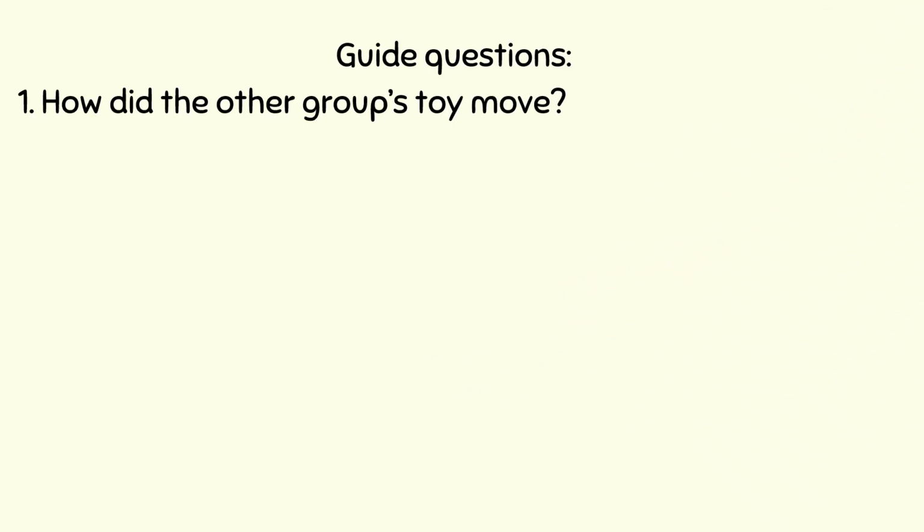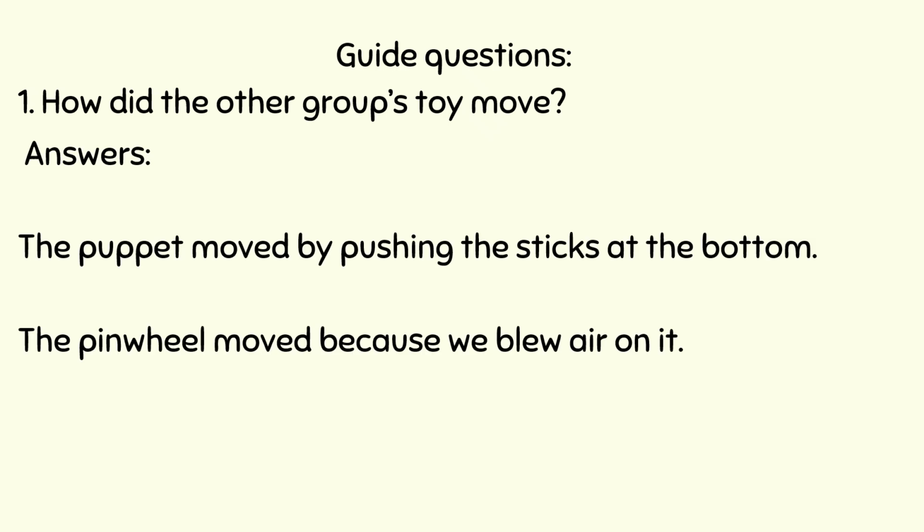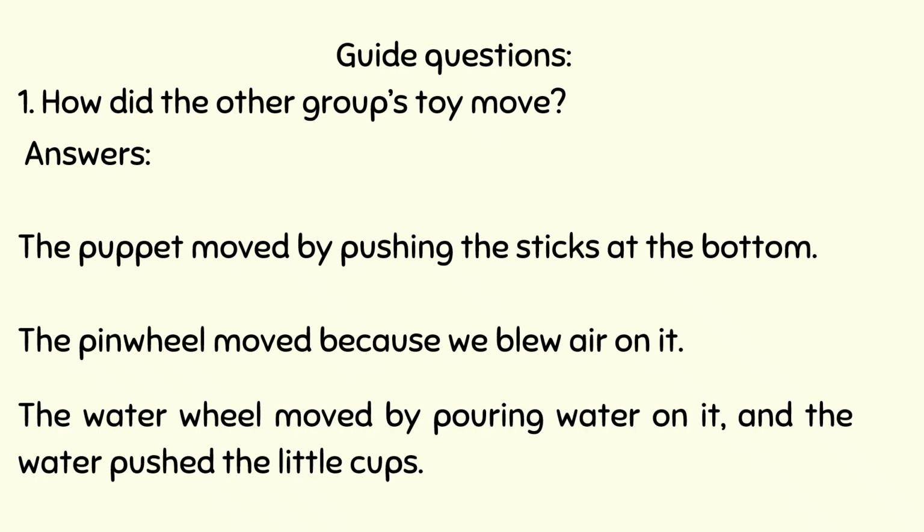How did the other group's toy move? These are the guided questions. Answer for the question: The puppet moved by pushing the stick at the bottom. The pinwheel moved because we blew air on it. The water wheel moved by pouring water on it, and the water pushed the little cups.